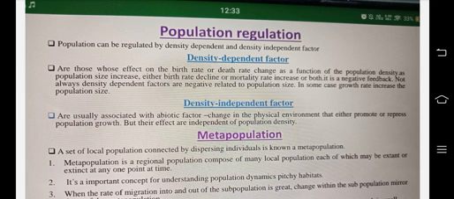Not always are density dependent factors negatively related to population size. In some cases, growth rate increases with the population size. And density independent factors are usually associated with abiotic factors, changes in the physical environment that either promote or repress population growth, but their effects are independent of population density.